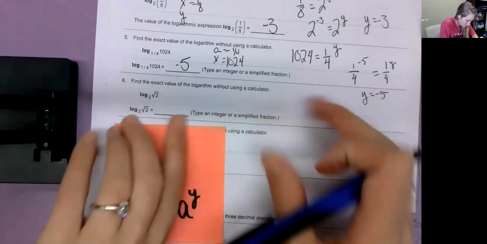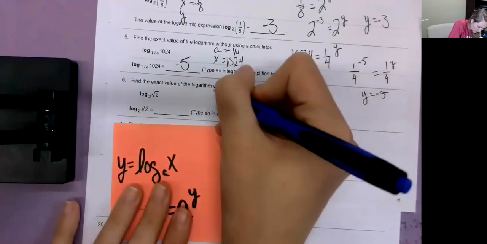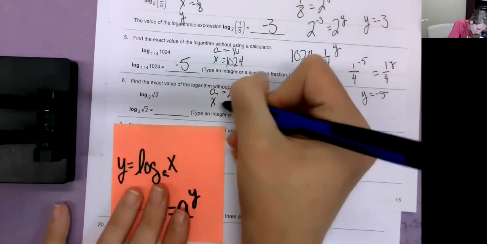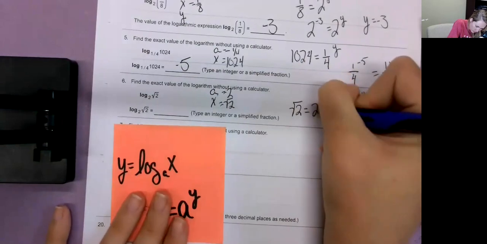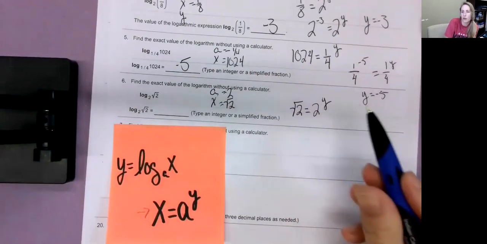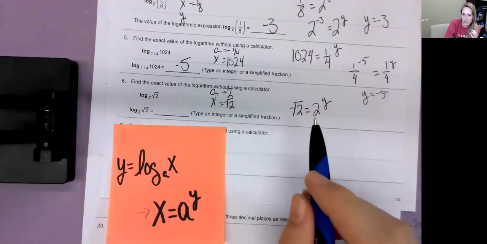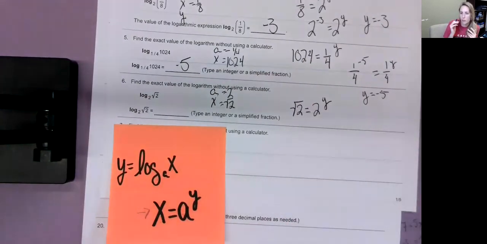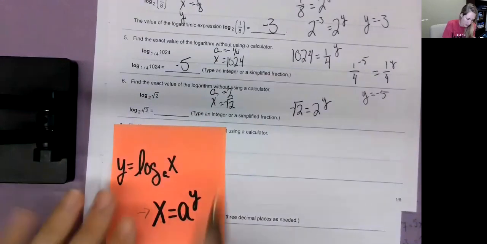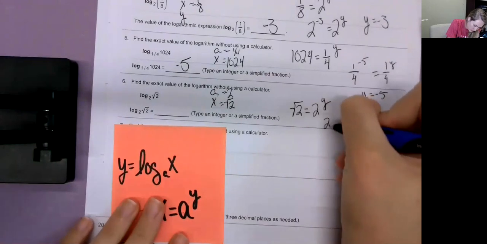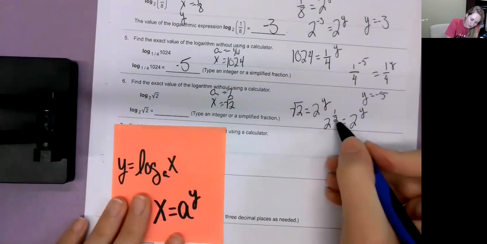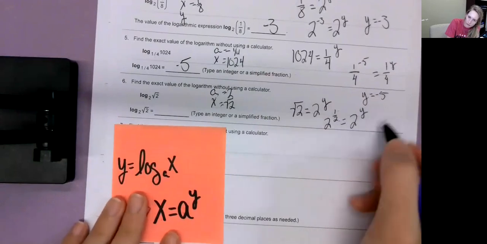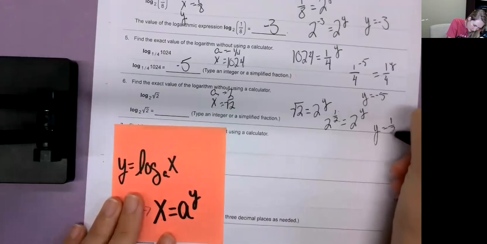Find the exact value. We have 2 and square root of 2, so we have a and x. Our a is 2, our x is square root of 2. So we have square root of 2 equals 2 to the y power. Remember, the top of an exponent is the power and the bottom is the root. So this is 2 to the 1/2, equals 2 to the y, because this would be a square root, power over root. So y equals 1/2.